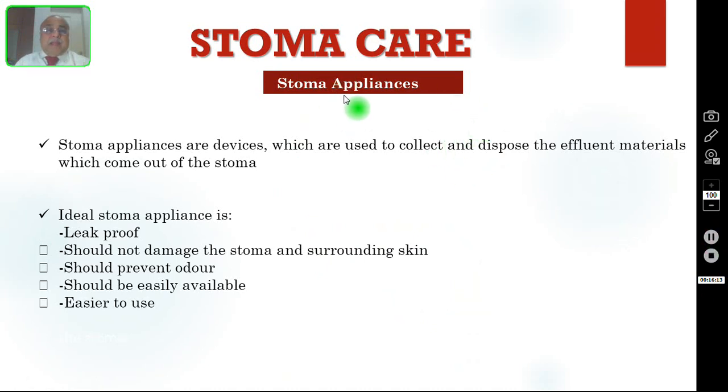What are stomal appliances? Stomal appliances are devices which are used to collect and dispose the effluent materials which come out of these stomas. The ideal stoma appliance should be leak proof. It should not damage the stoma and the surrounding skin. It should prevent the odor. It should be easily available, and it should be easier to use.